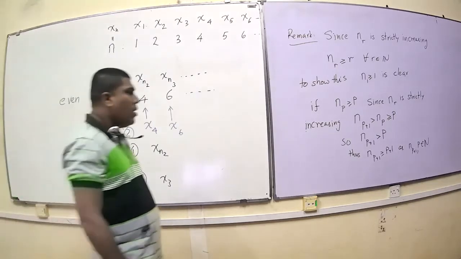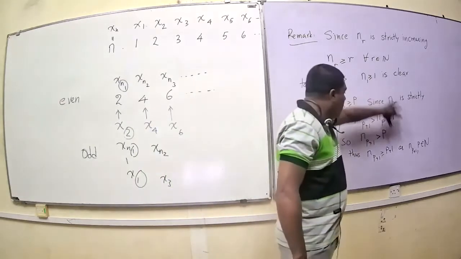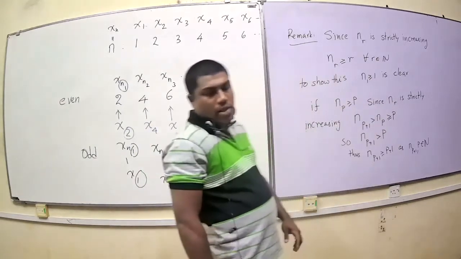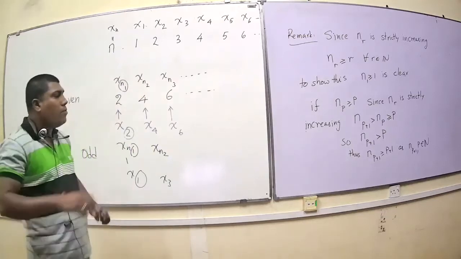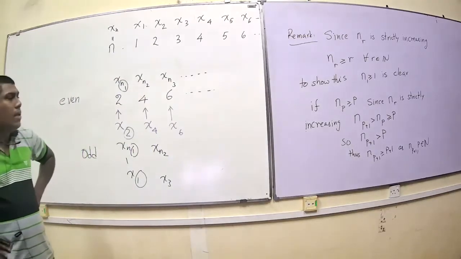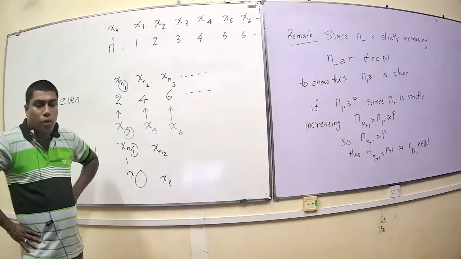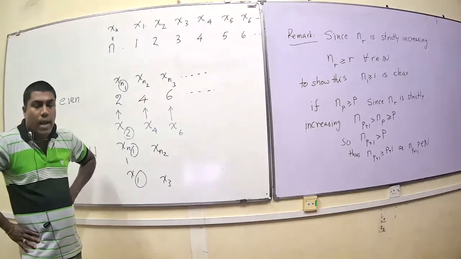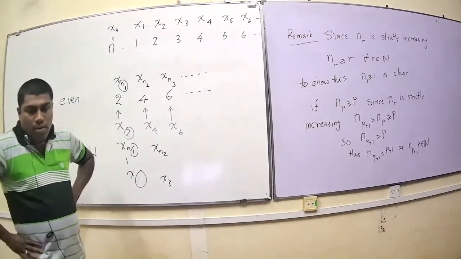But n_p is greater or equal to p. So n_{p+1} is strictly greater than n_p, right? So that you have... But you know, you have to have n_{p+1} greater or equal to p+1. So for that, you use the idea you studied in chapter 1.